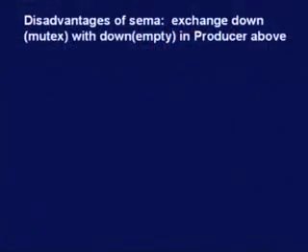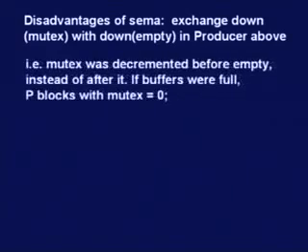This simple flaw can be shown with the producer consumer problem also by simply exchanging in the code for the producer the two statements down mutex and down empty. So we first do a down mutex and then we do a down empty, instead of the other way around. It will be seen that this solution will not work and it will lead to deadlock.